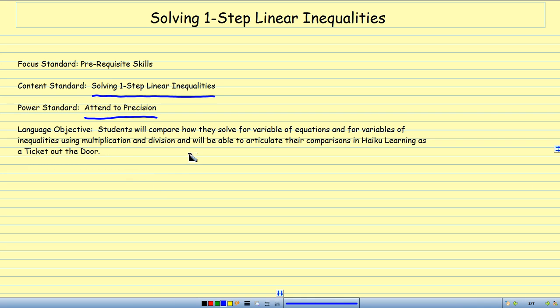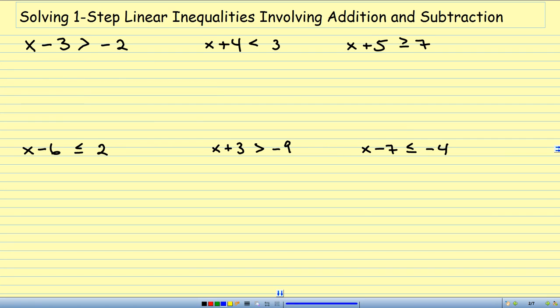And lastly, our language objectives. Students will compare how they solve for the variable of equations and for variables of inequalities using multiplication and division, and you will be able to articulate your comparisons in haiku learning as a ticket out the door, and you should already have done that.